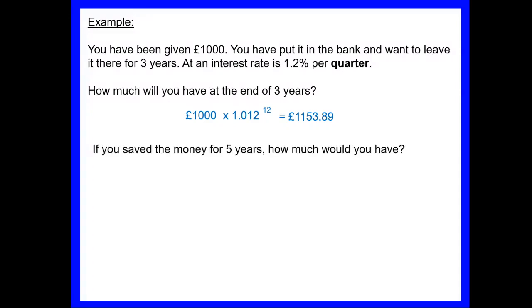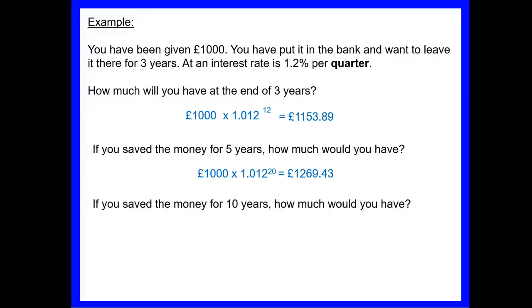If we want to work that out over 5 years, we're going to do exactly the same, but we need to change our power again. So 5 years. In 5 years, 4 quarters per year. 5 times 4 means we're going to gain our interest 20 times throughout that period. So the only change we need to make is to this index. This power now becomes 20, the amount of times we're going to get interest given to us. And if we do that, we get £1,269.43 to the nearest penny.